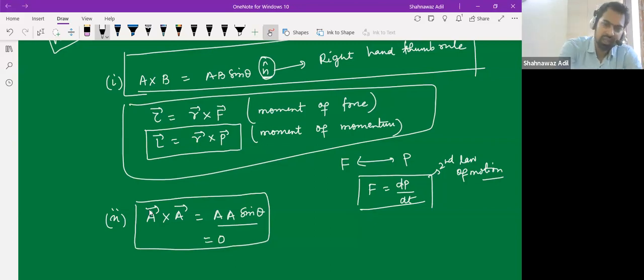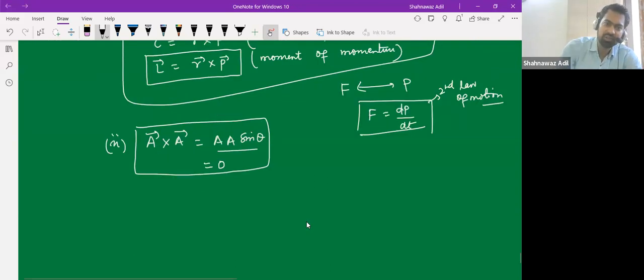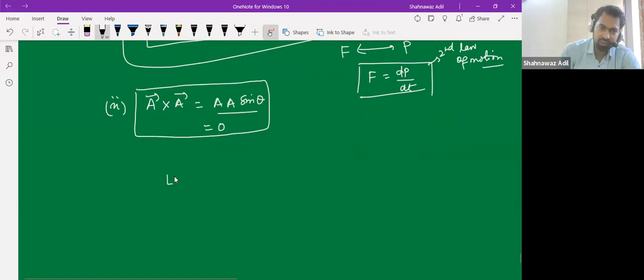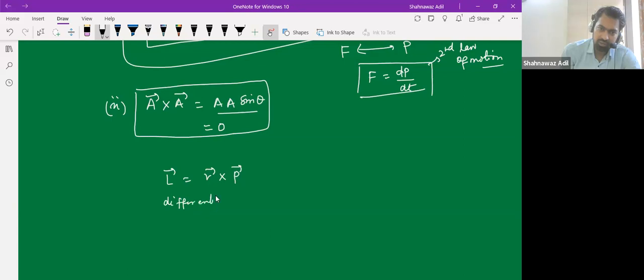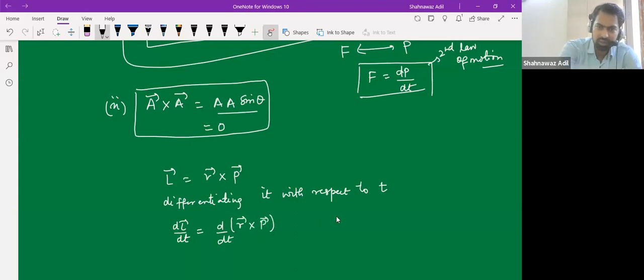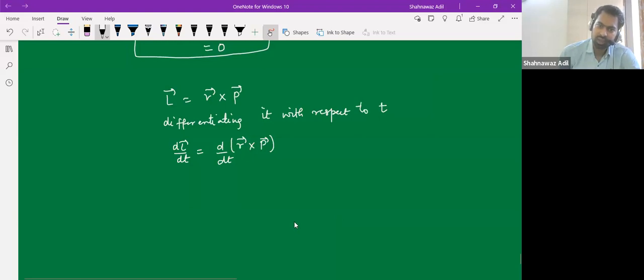Good. Now let us get back to the definition of angular momentum. This is L equals r cross p. Differentiating it with respect to t, this would be dL by dt, and this would be d by dt of r cross p, right?